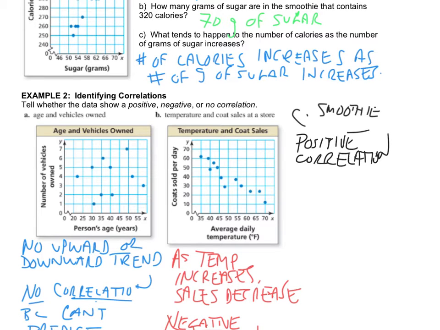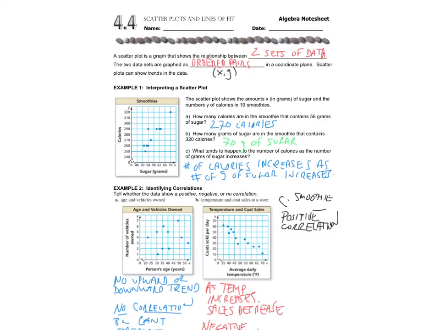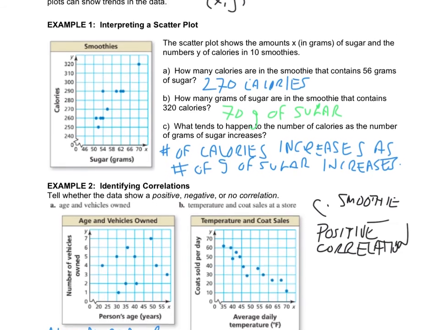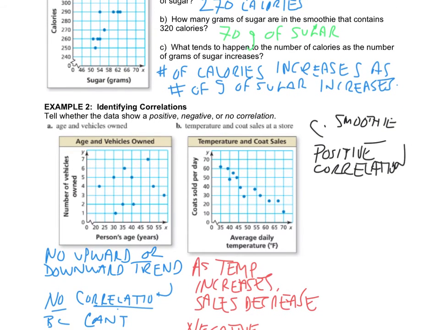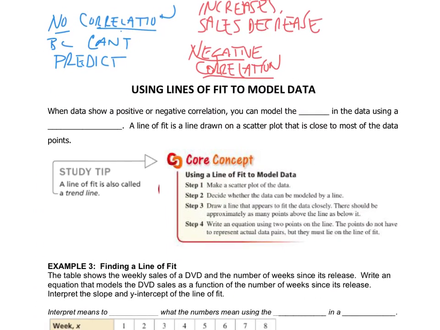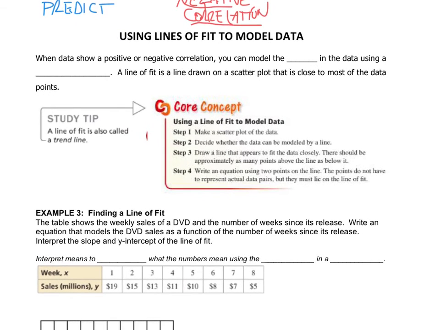Again, kind of like a slope, but it is not a slope. It's definitely something that's changing very differently and not exactly the same each time. But we can definitely say that it is increasing as the sugars also increase. So those are correlations. Then we want to talk about this thing called line of fit.